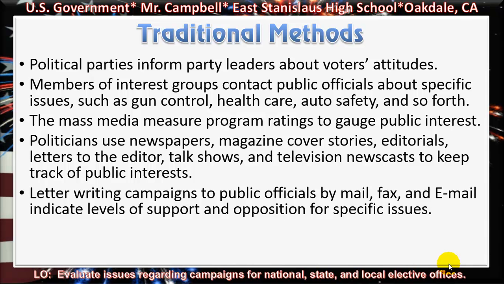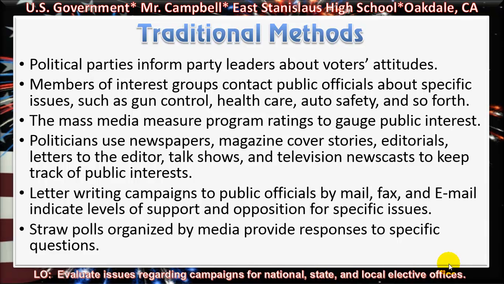So, when people take the time to write their congressman about an issue, and many interest groups address certain issues, certain legislation that they take a position on, they will encourage members to write their congressman to either show support for a particular bill or to object to a particular bill. Straw polls, organized by media, provide responses to specific questions.